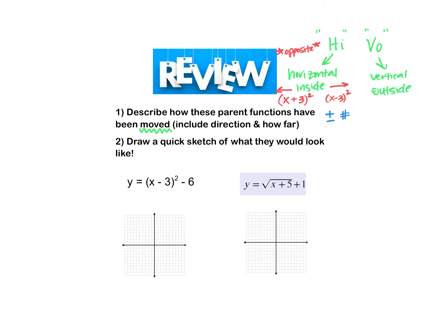Vertical transformations are going to follow what we expect. So if I have a positive 2 on the outside of my function, it's vertical, it's going to move it up. If I have a negative 2 or a minus 2 on the outside of my function, that's going to move my function down. So what I'd like you to do is take a look at these two. You have a transformed quadratic on the left and a transformed square root function on the right. Pause the video, give these two a try. You are going to describe the transformations in each and then draw a quick sketch of what you think the graph would look like.